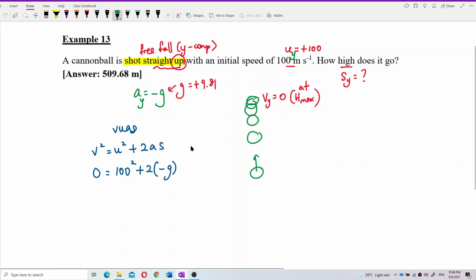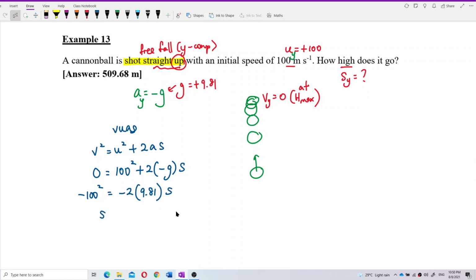Remember that. Okay, so continue. We want to find the displacement. All right, so negative, and then this is negative 2 times, the negative we put outside, g is 9.81. There's no negative for g; g itself is a positive value. So find the displacement s. What's the displacement s? So the answer is 509.68 meters.